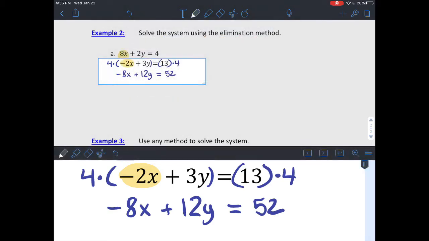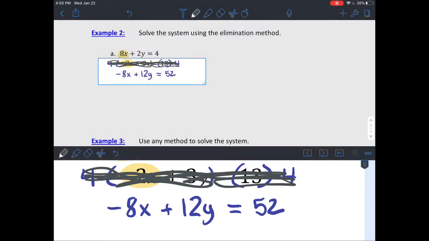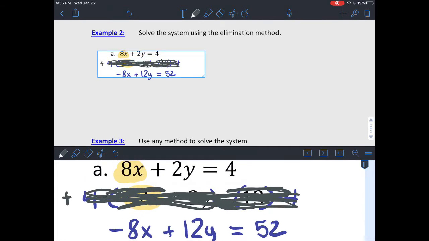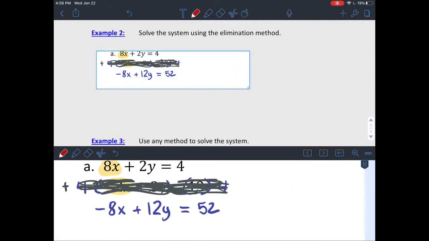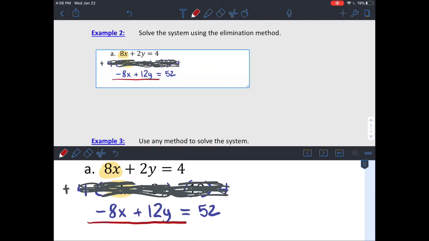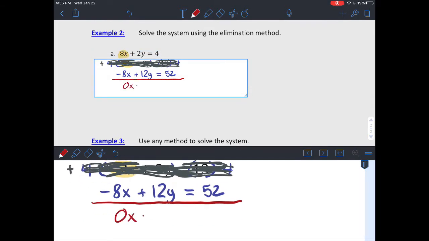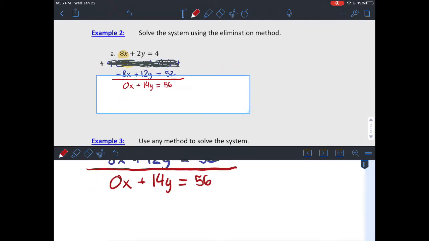So if I kind of just ignore that equation in the middle there, not a good idea to scratch out in general, but I'm doing it. You could add those two together, just like we wanted. We'll get our x's to add up to 0, so we just have 14y equals 56. And then if I divide both sides by 14, I'm going to end up with y equals 4.